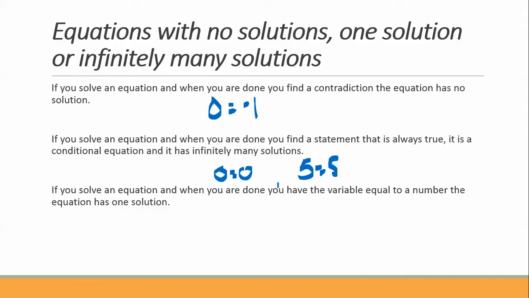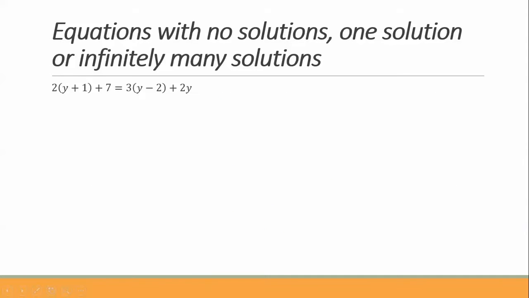If you solve an equation and when you're done you have something like w equals 1, then 1 is the solution to the equation, and the equation only has one solution. So a contradiction is no solutions. A true statement is conditional and has infinitely many solutions. And a variable equal to a number is one solution. Let's see how that works. So let's solve this equation.